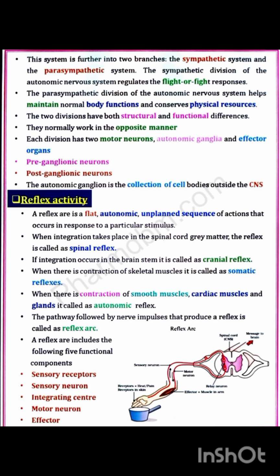The pathway followed by nerve impulses that produce a reflex is called the reflex arc. A reflex arc includes the following 5 functional components: sensory receptor, sensory neuron, integrating center, motor neuron, effector.